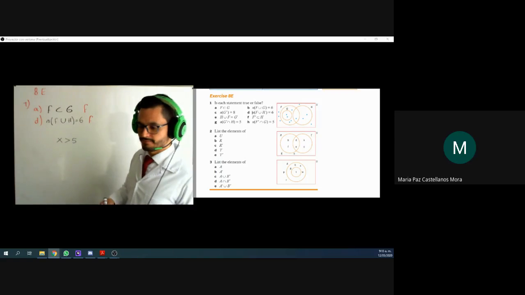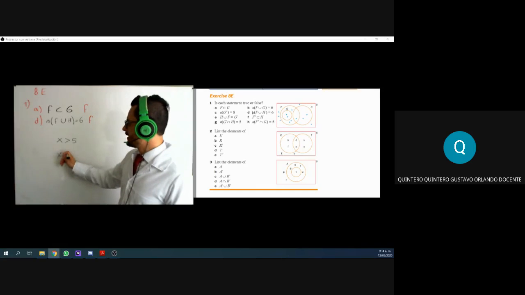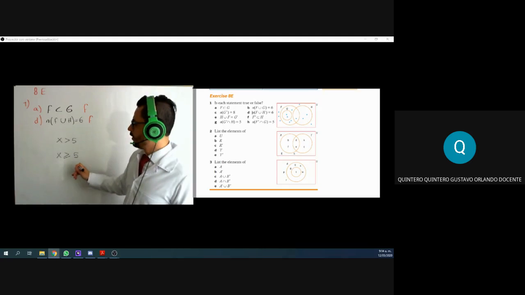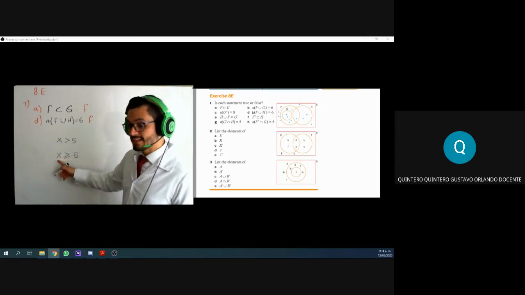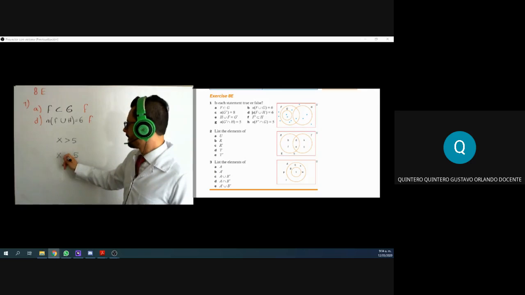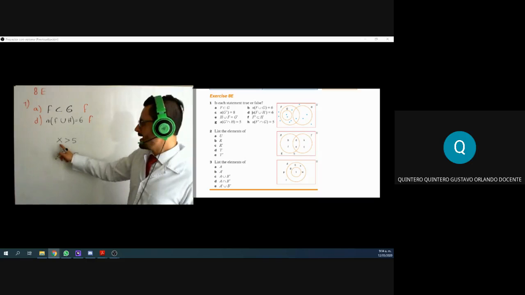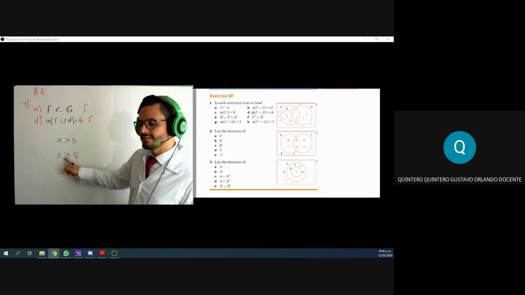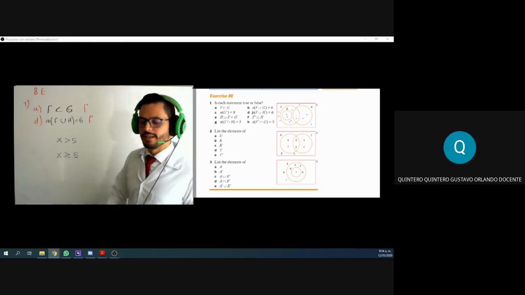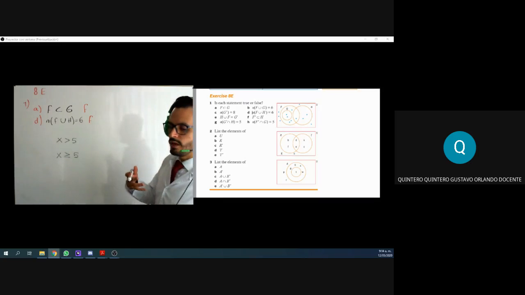What are we missing for X to be exactly 5? The line below, right? So this one will be the sign showing that X can also be 5, right? Let me write it better. Like that, right? Here you have X is bigger than 5, and here you have X is bigger than or equal to 5, correct? Yes. Beautiful.